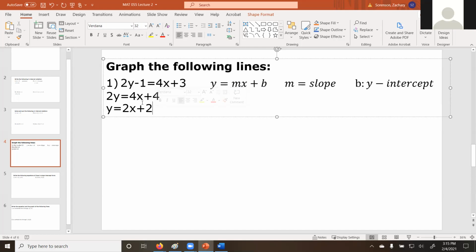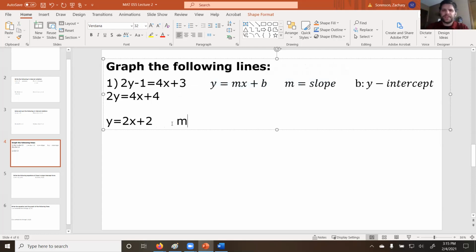Now that we've solved for y, this is in this form. I have a y, I have an m, I have a b. It looks a little bit different, but I have an equation in slope-intercept form. So now I can identify those pieces of information. What's my slope? What's my m? 2. Mm-hmm. What's my y-intercept? 2.